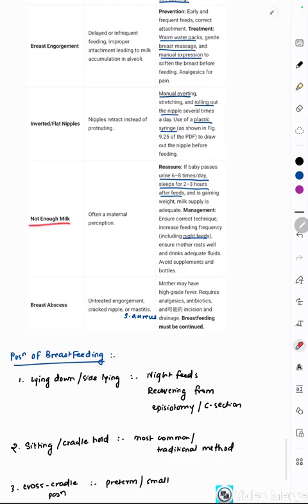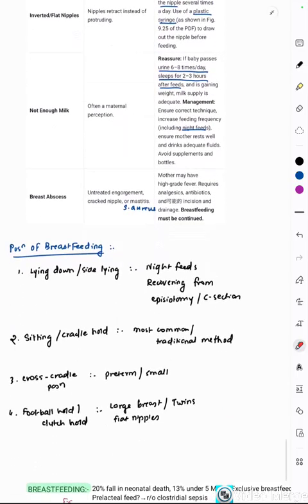Then, if there is not enough milk, this is actually a psychological concept, a mother's perception. In that particular case, you have to assess whether the urine of the baby is passed about 6 to 8 times a day, or if the baby sleeps for 2 to 3 hours between feeds. Then that means the amount of breast milk is adequate, and reassure the mother. Advise night feeds, so that it decreases the levels of dopamine and increases the prolactin levels. Avoid supplements and bottle feeding.